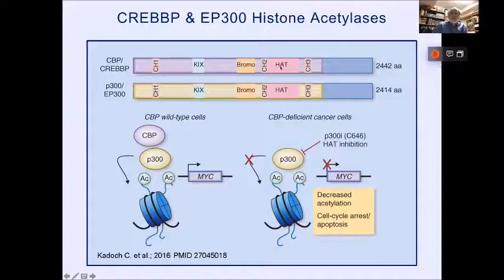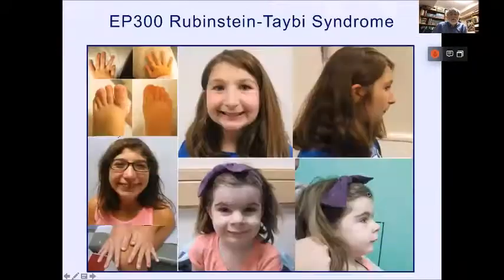Here's the histone acetyltransferase enzyme region right here. And it's just a diagram to show you that these two proteins are both involved in putting acetyl groups onto histones, illustrated here.